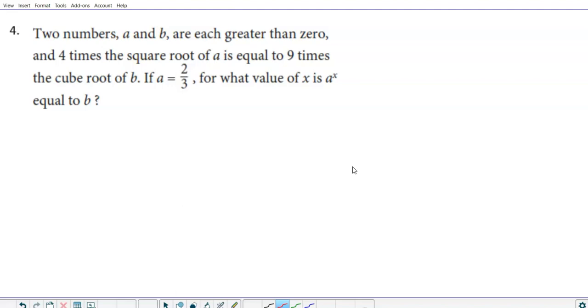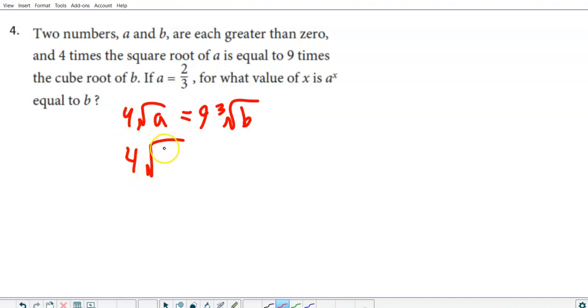So a is greater than 0, and 4 times the square root of a is equal to 9. So let me write that. 4 times the square root of a is equal to 9 times the cube root of b. And a equals 2/3. What is the value of x for which a to the x equals b? Wow, that's a lot. Okay, so there are a lot of different ways of trying to solve this. We know a is 2/3, right? So 4 times the square root of 2/3 equals 9 times the cube root of b.